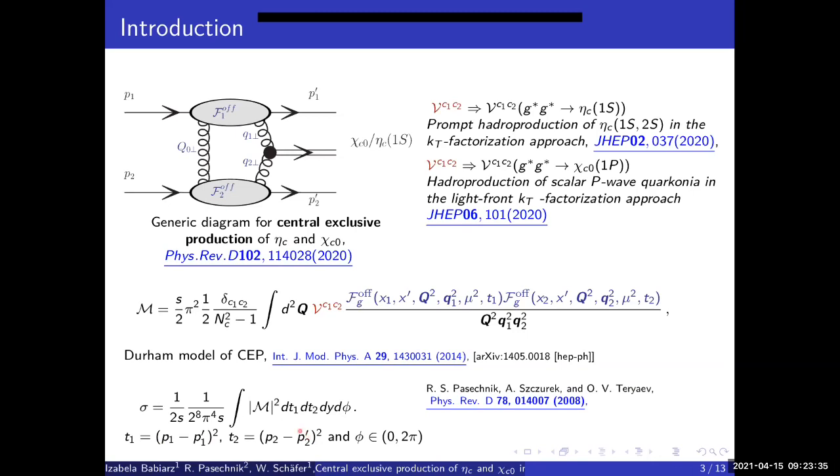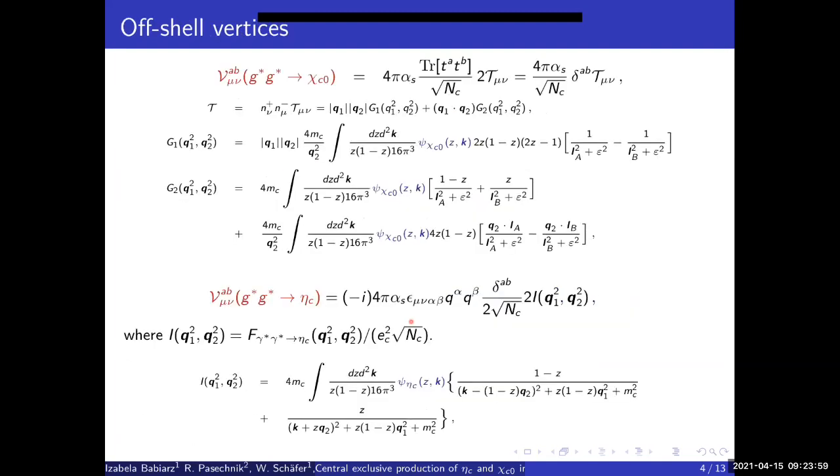In this kind of process, we also have to consider the off-diagonal gluon, which depends on the screening gluon and on the fusion gluon going into the vertex. Okay, so our off-shell vertices were previously done for inclusive production, but we can also apply them to our central exclusive production.